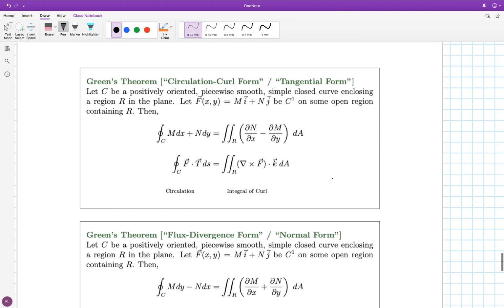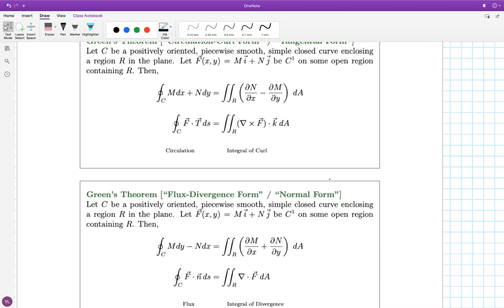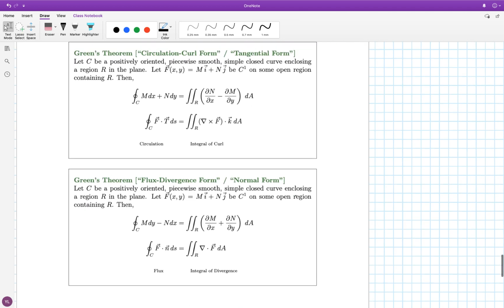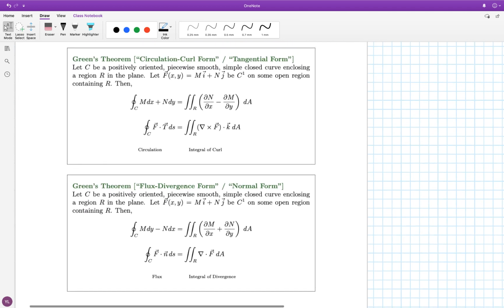Okay, the last thing that I wanted just to remind you of is that curl and divergence appear in the two statements of Green's theorem. So we had looked at these theorems in isolation in a previous section, but now we understand why the double integrals are actually computing some quantity relative to the vector field.